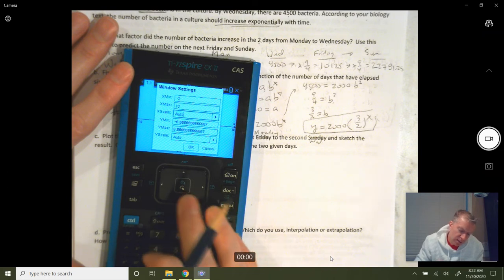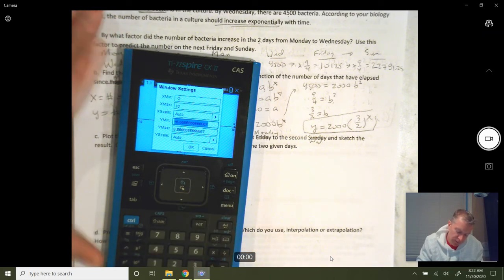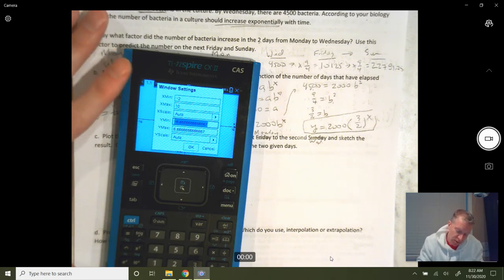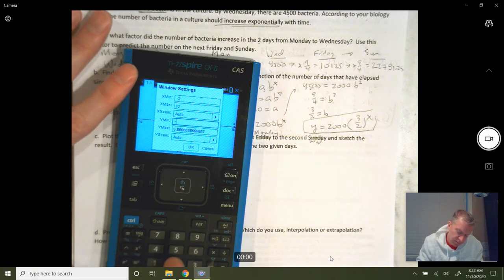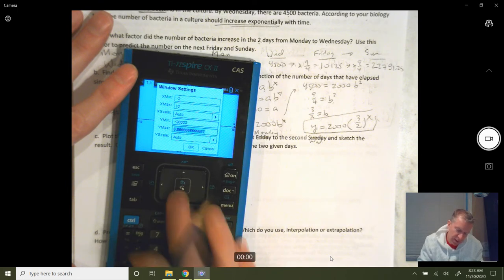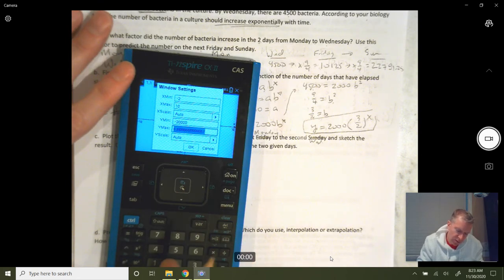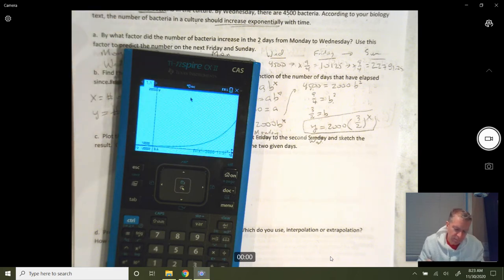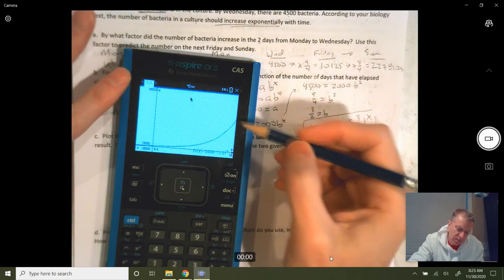And our y is going to go from, I don't know, our y's are going to get really big. Remember by Sunday we were at 22,000. So let's go -20,000 to +200,000. Is that going to be enough? Okay, that's okay. That looks about fine.